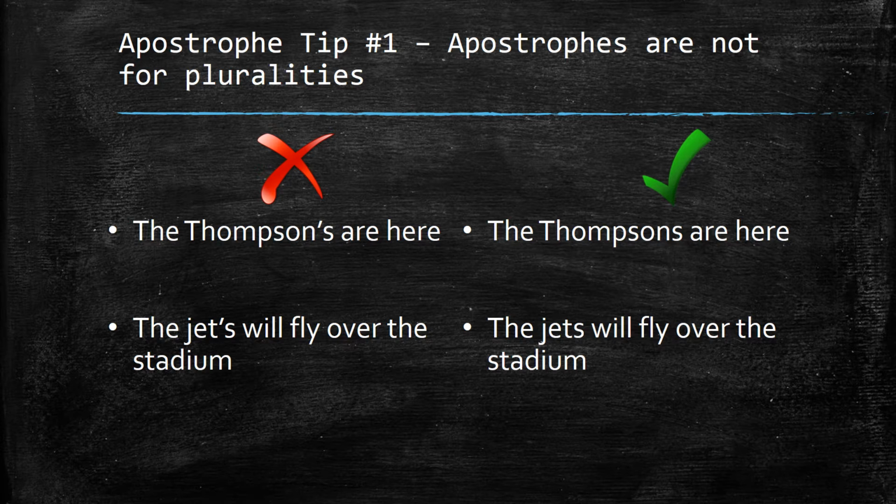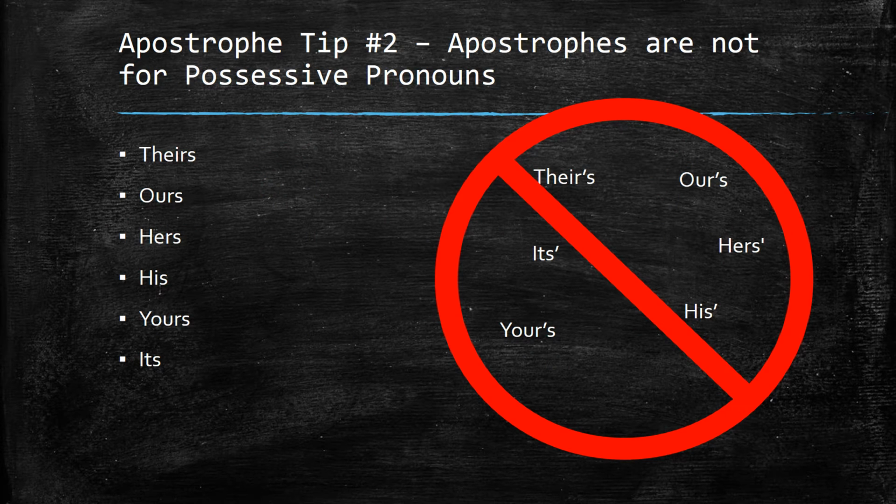Apostrophe tip number 2, apostrophes are not for possessive pronouns. Possessive pronouns, they're possessive already, and so to put an apostrophe on them, it's redundant. It's not needed. And so we have a couple examples off to the left over here of possessive pronouns: theirs, ours, hers, his, yours, its. And off to the right you can see some examples of the wrong way to do this. And so remember this, that you cannot use those apostrophes on those possessive pronouns.